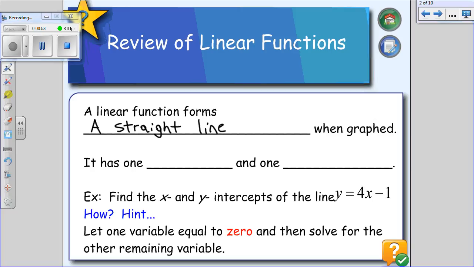Has a slope and a y-intercept. We would say for this one, one y-intercept, one x-intercept. So your typical linear equations have one x-intercept and one y-intercept. Our typical linear equations go through both at some point.